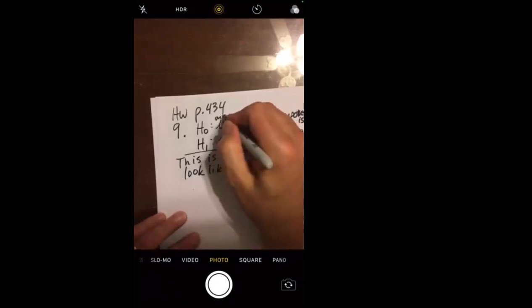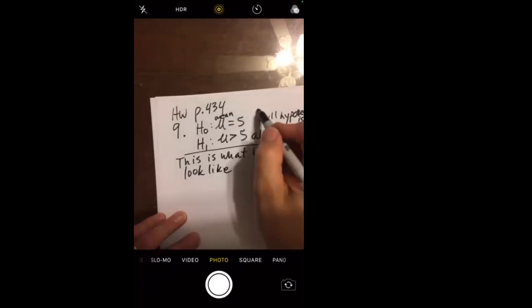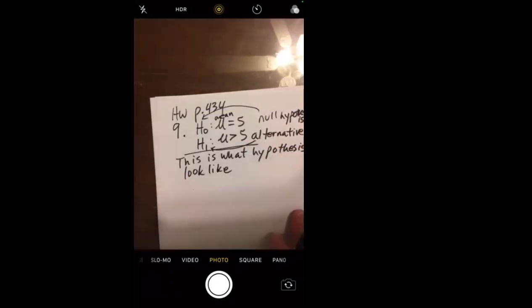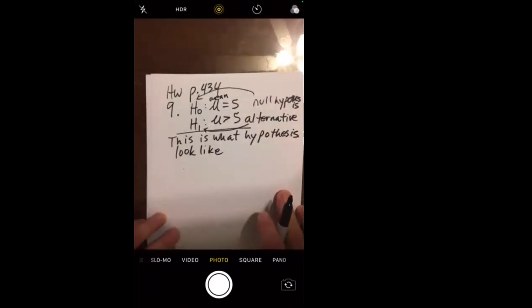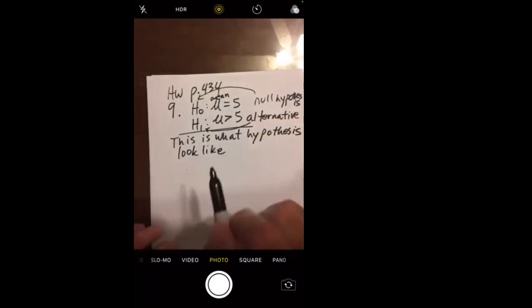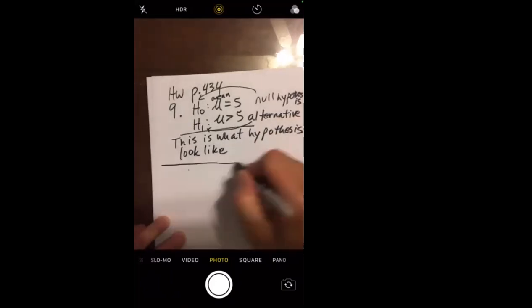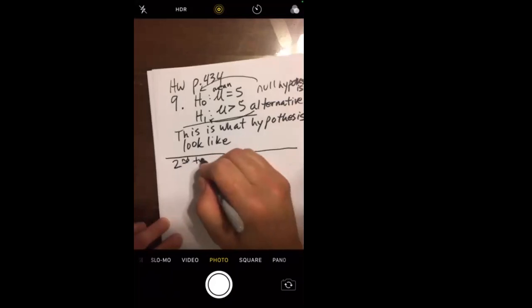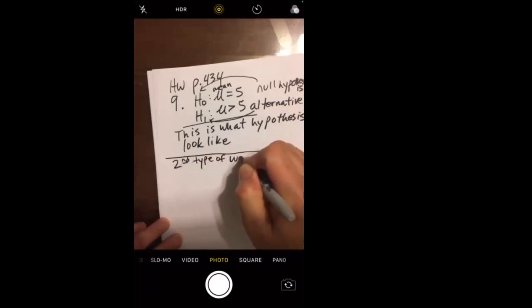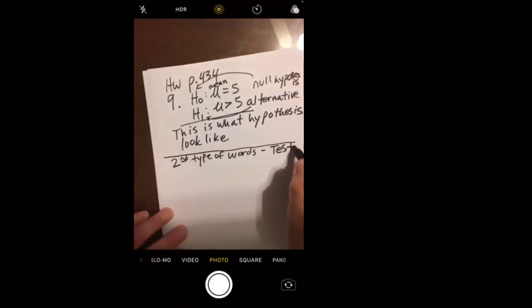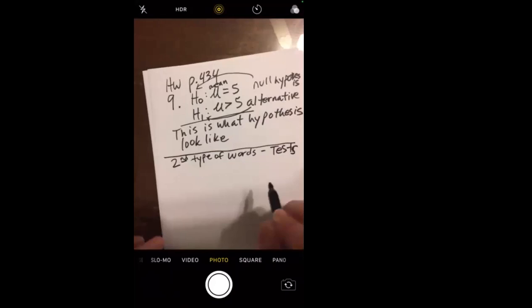Remember, this symbol is for mean. Null hypothesis is this H0, alternative is this H1. Okay, let's show you where they get this in the second type of words. Tests or testing. Tests, we'll say. Remember, there are 3 types of tests.